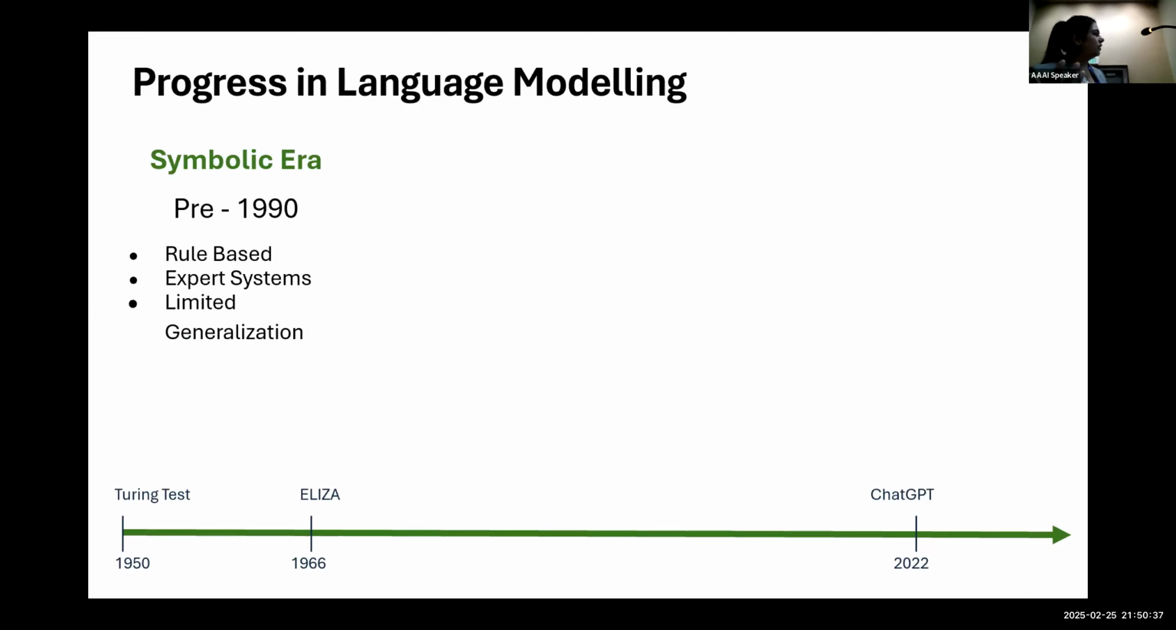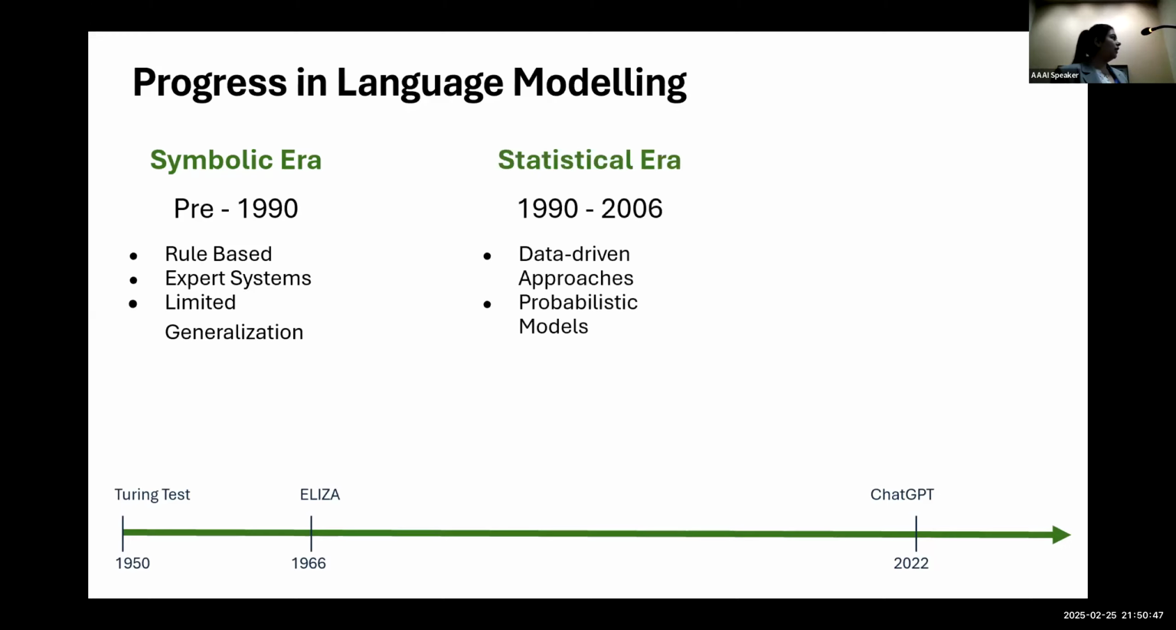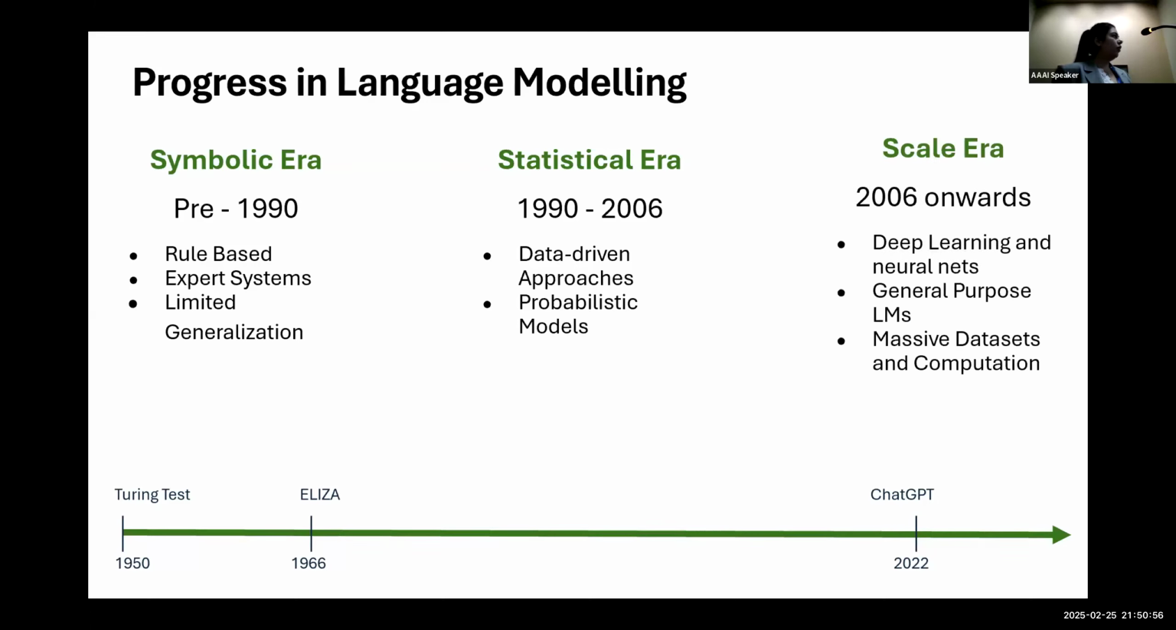The first of the models, the symbolic era, before 1990, we worked with rule-based modeling and expert systems, which have limited generalization. Then the statistical era, 1990 to 2006, we worked on data-driven approaches and probabilistic models. Now we are in the scale era with lots of data, large language models, deep learning, and models which have massive computation power.